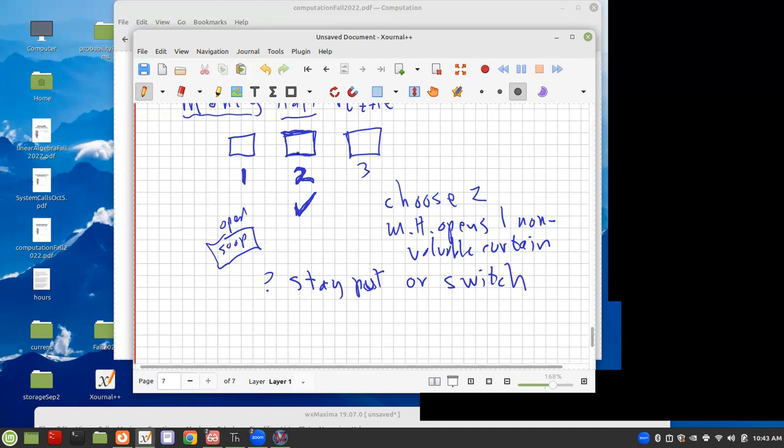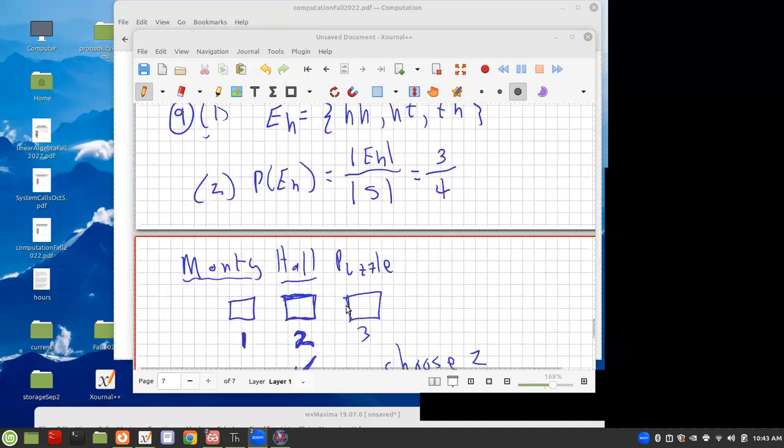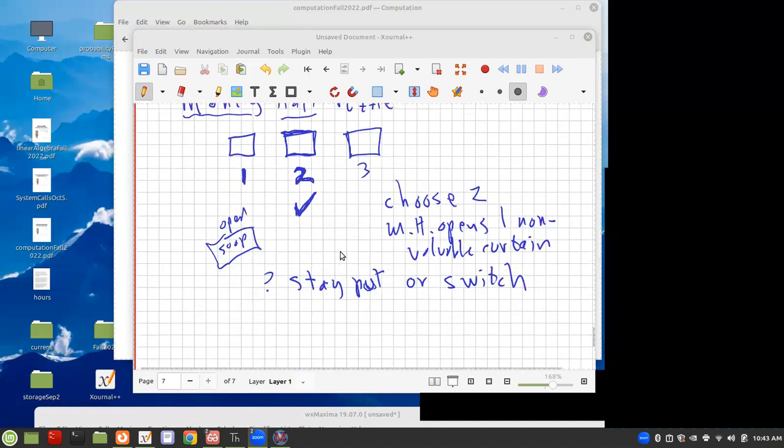And you could extend this puzzle to, what if you have a 4 curtain puzzle or a 5 curtain puzzle? So there are extensions of this. You really want to understand how it works. If you were confronted with a 4 curtain puzzle, that would make a difference. Okay, so this is what we will look at.